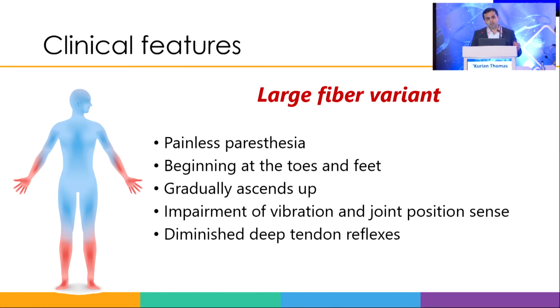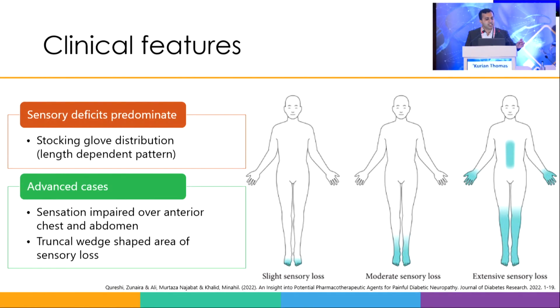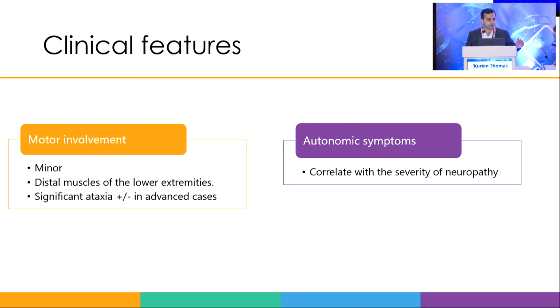The reflexes may be diminished. Initially the ankle jerk, followed by, if the neuropathy is advanced, other reflexes also. The sensory deficits, like I mentioned, will be length dependent. So initially the foot will be affected, and once it ascends up to the knee, you have hand involvement. And in advanced cases, there can be sensory involvement of the trunk also, with sensory loss in a wedge-shaped pattern involving the anterior trunk and abdomen.